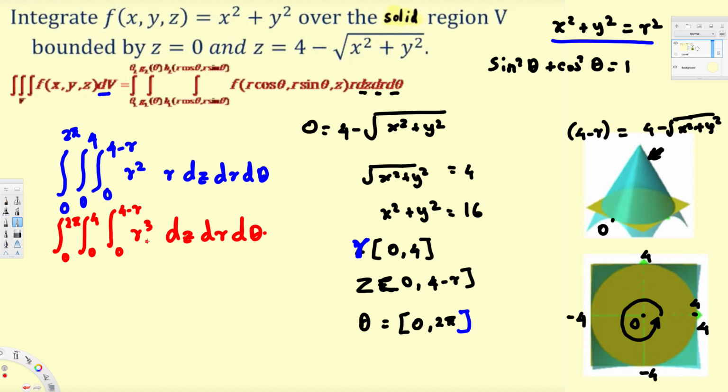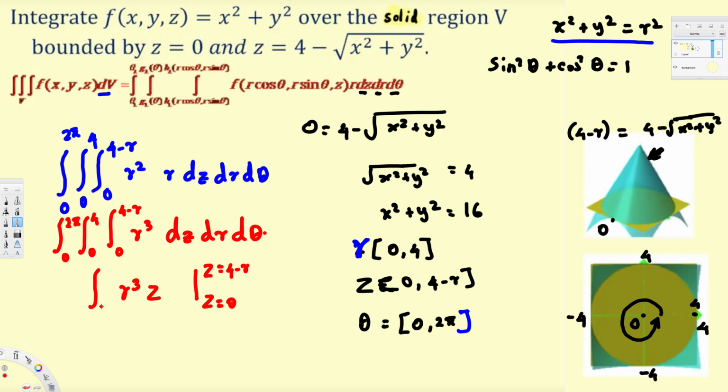Now if we integrate this one with respect to z, r cubed is going to be a constant because we don't have any z. It will be treated as a number. So when we integrate, this is going to turn into r cubed z, and the limits of integration are z equal to 0 to z equal to 4 minus r. It's always better to write z is equal to, because if we don't write it, sometimes we replace it with r. So it's better to write like this.